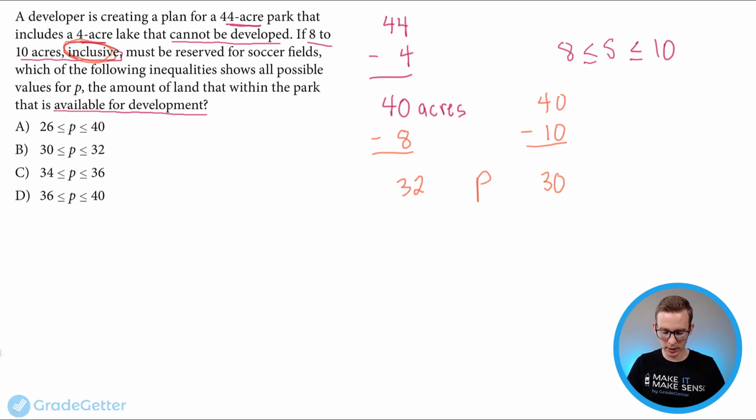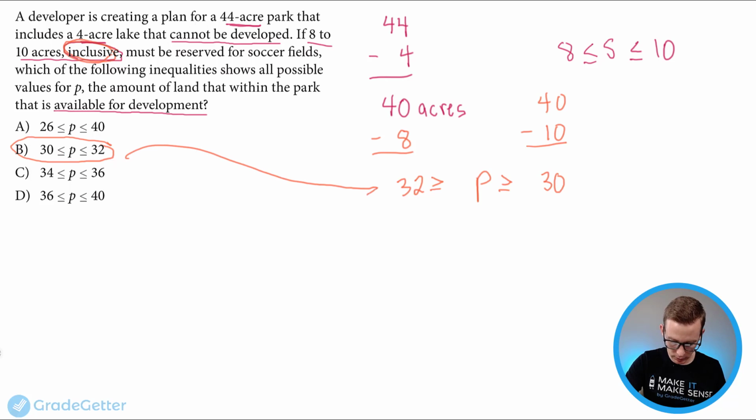Well, P has to be in between these values, and it can't be greater than 32, so it's got to be less than or equal to 32, but more than or equal to 30. So our answer is going to be B, right? It's the same answer that I've written.